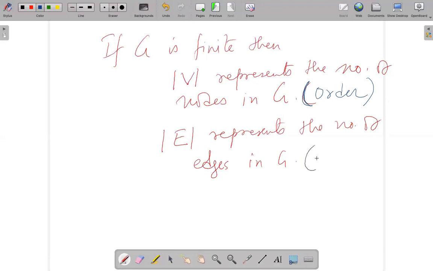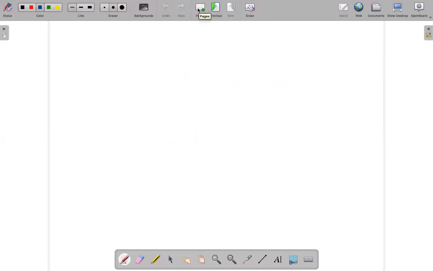Similarly, the number of edges is sometimes called the size of the graph. So given these basic intuitions, pictorially a graph G would look like the following.